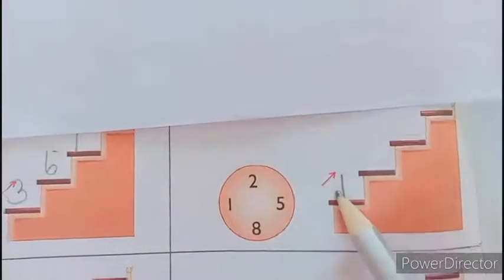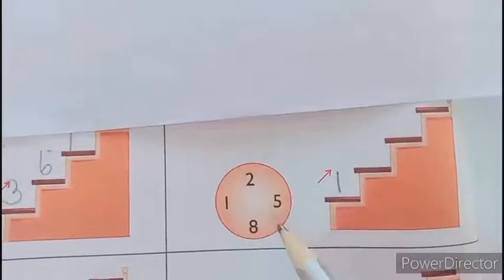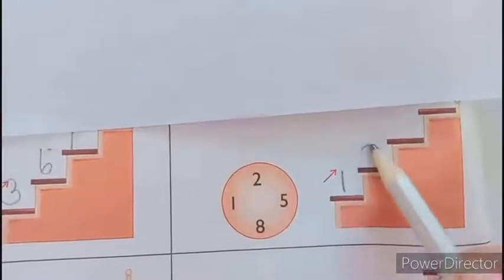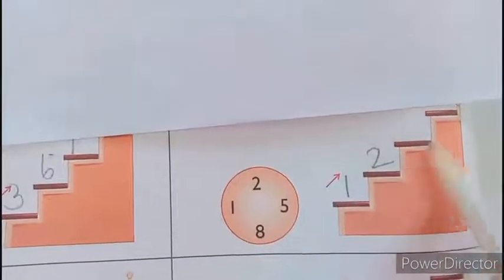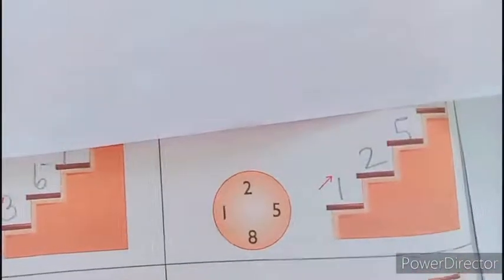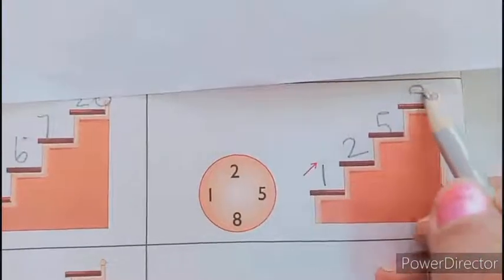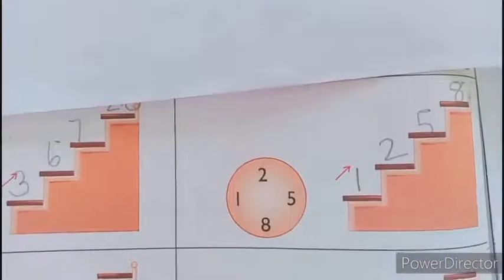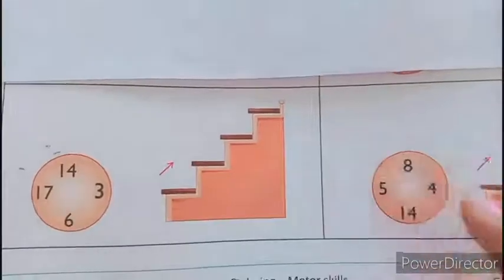Yes, which number will come here? 1. Then come on, tell me. Among these numbers, which number will come? That is 2. Then 5. Yes, then the last number is 8. Smaller to bigger number. Okay, dear kids?